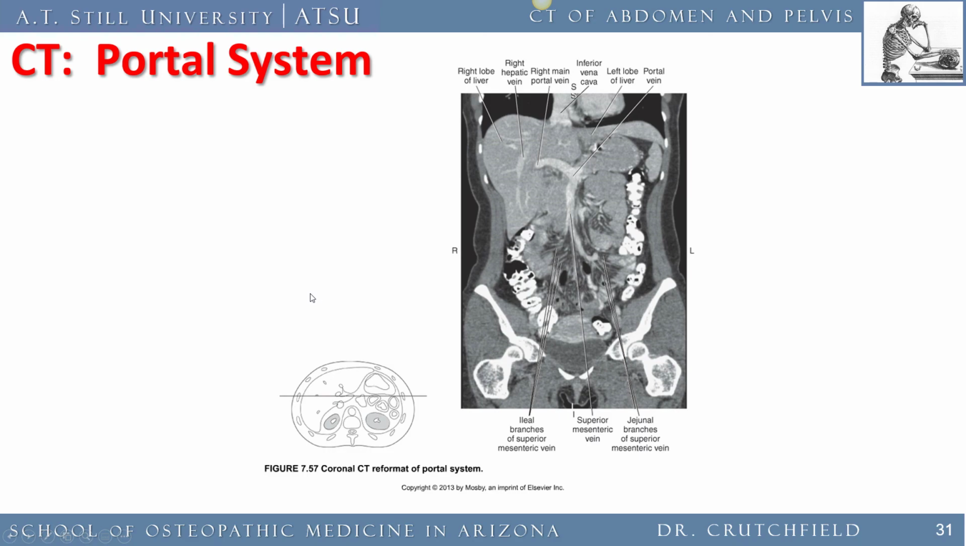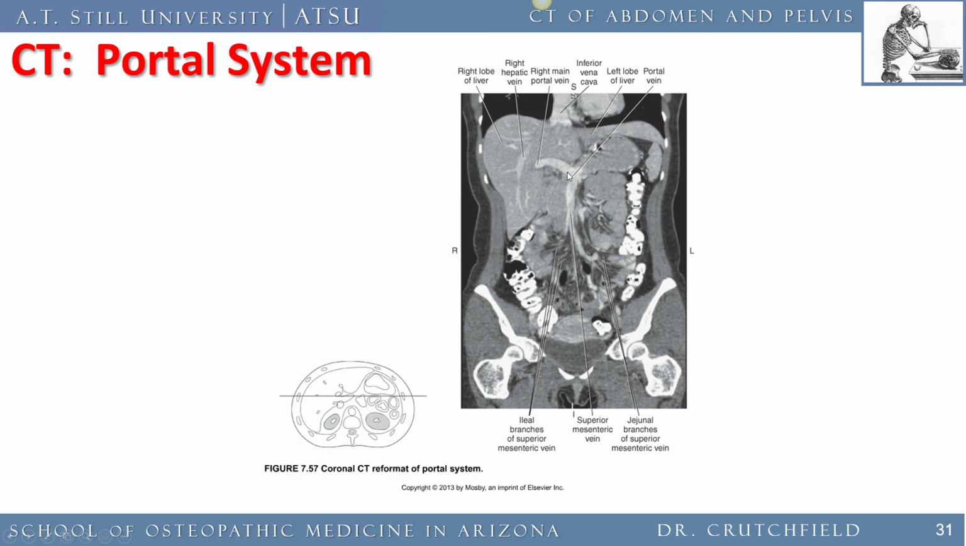So CT scan of our portal system. Again, we have the main portal vein right here, and making it up is the superior mesenteric vein here, and spleen, colon, and liver. This right here looks like it's draining back up towards the cava, and it is, and that's a hepatic vein. Can't tell right there if it's right or left or middle. You can't tell just from this one section.